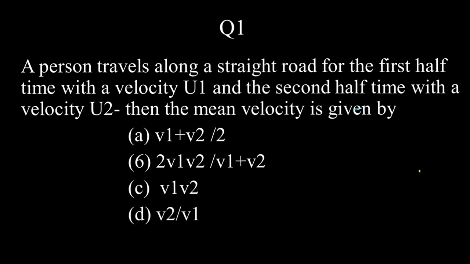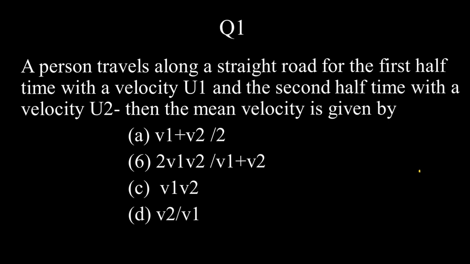Okay, so this is the first question in the next topic, that is average speed and average velocity. So let's start solving this. It says a person travels along a straight road for the first half time with the velocity u1 and the second half time with velocity u2, and then the mean velocity, otherwise average velocity is.